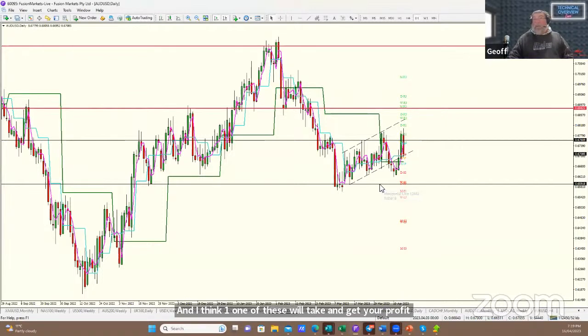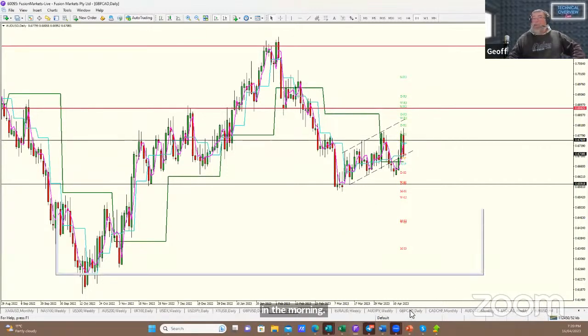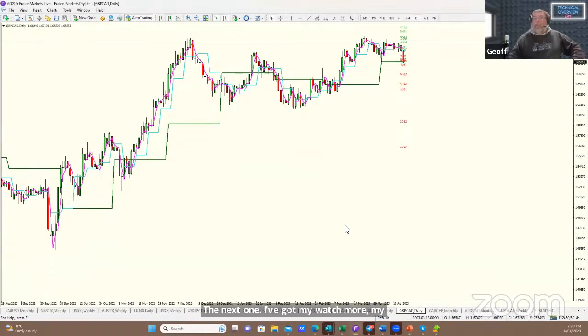The other one may be a bit later, if it's the weekly in particular. So that's Aussie dollar. Certainly, I'll be looking at that early in the morning. The next one, I've got my eyes completely transfixed on. I do exaggerate a little bit, but I'm keen on it. Let me put it that way. I'm interested in it. Is the pound versus the Canadian dollar.